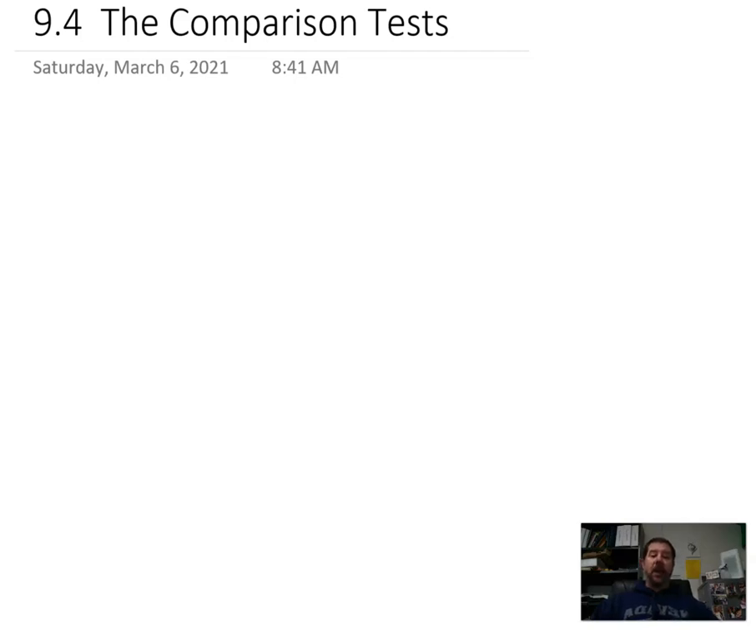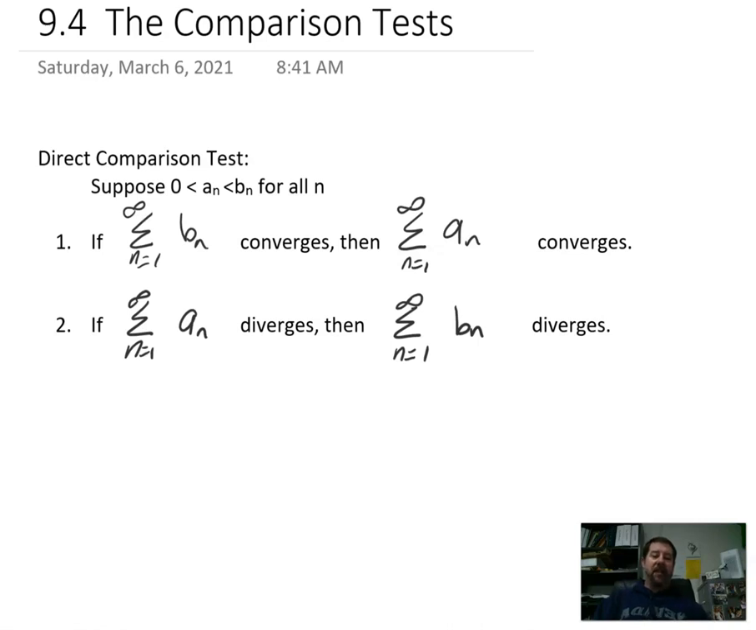Today we are going to be talking about our comparison tests. We're going to pick up two different tests, the direct comparison test and the limit comparison test. All right, so let's start with our direct comparison test. Here is our direct comparison test.